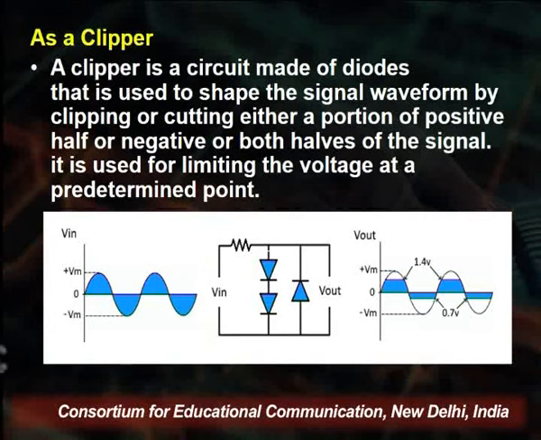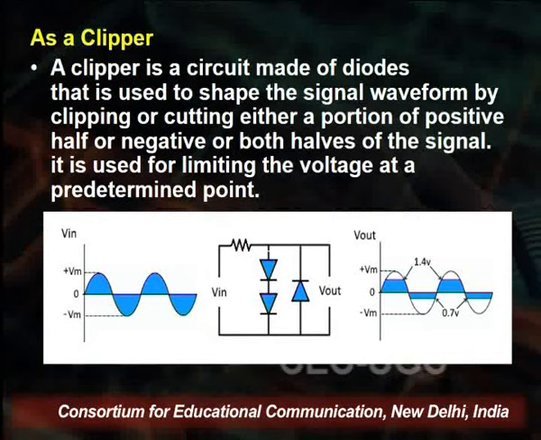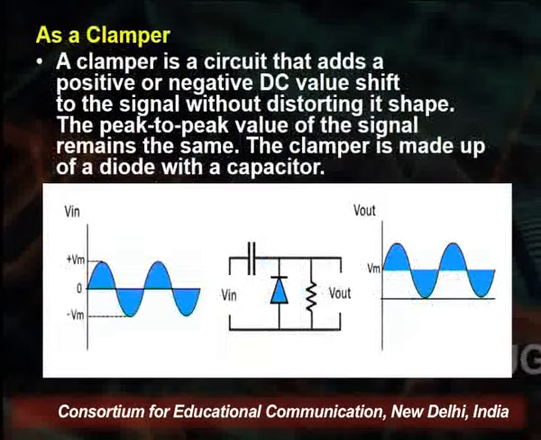And you see, the clipper is a circuit made of diodes that is used to shape the signal waveform by clipping or cutting either a portion of the positive half or the negative half, or both halves of the signal, and it is used for limiting the voltage at a predetermined point.